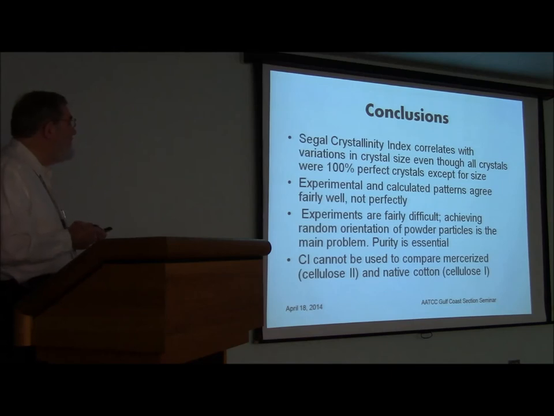So in conclusion, the Siegel crystallinity index correlates with variations in crystallite size, even though all crystals were 100% perfect crystals, except for this size factor. And the experimental and calculated patterns agree fairly well, not perfectly. The experiments are fairly difficult to achieve. Random orientation of the powder particles is the main problem, and purity of the sample is essential if you're going to attribute all of the diffraction pattern to cellulose. And you cannot use the crystallinity index to compare mercerized and native cotton cellulose.